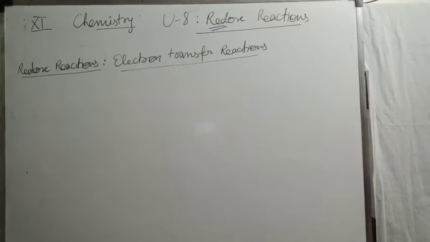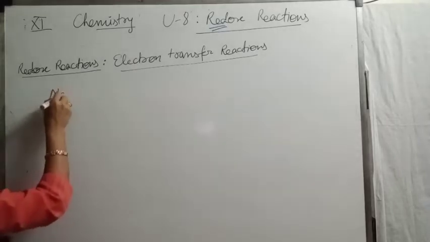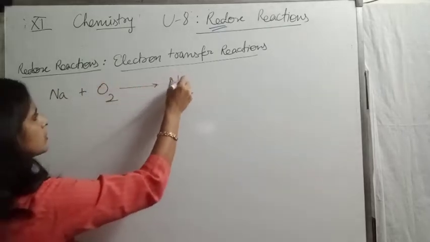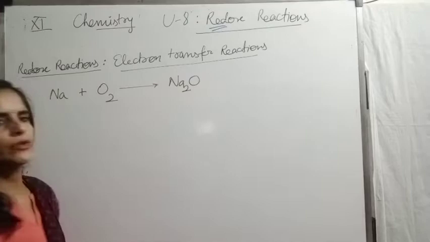Now this is another way to explain redox reactions in terms of transference of electrons. For example, if I take the reaction of sodium with oxygen, we will get sodium oxide.